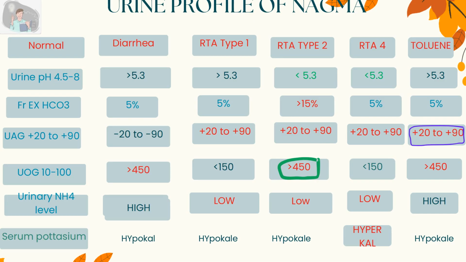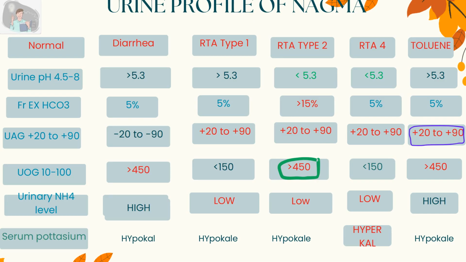Also remember that RTA type 4 is a hyperkalemic RTA. Here the hyperkalemia suppresses or inhibits the ammoniogenesis. So you have a low level of ammonia coming into the urine, not able to use up the free floating hydrogen ions. Thus the hydrogen ions contribute to the urine pH being on the acidic side. That's for RTA type 4.